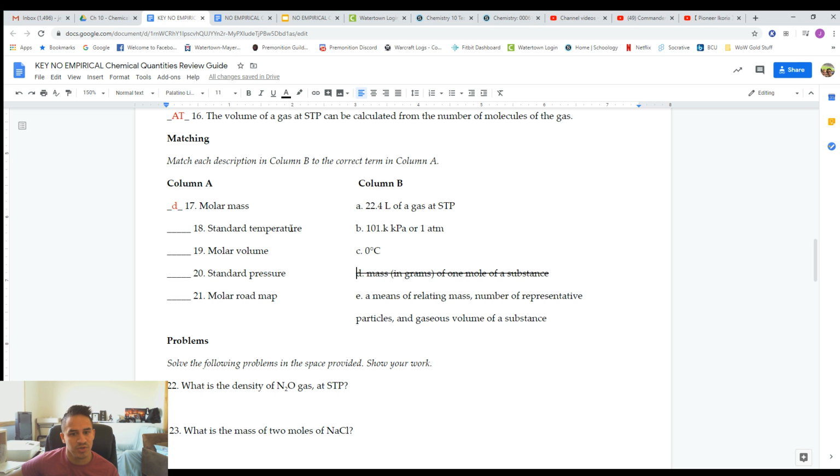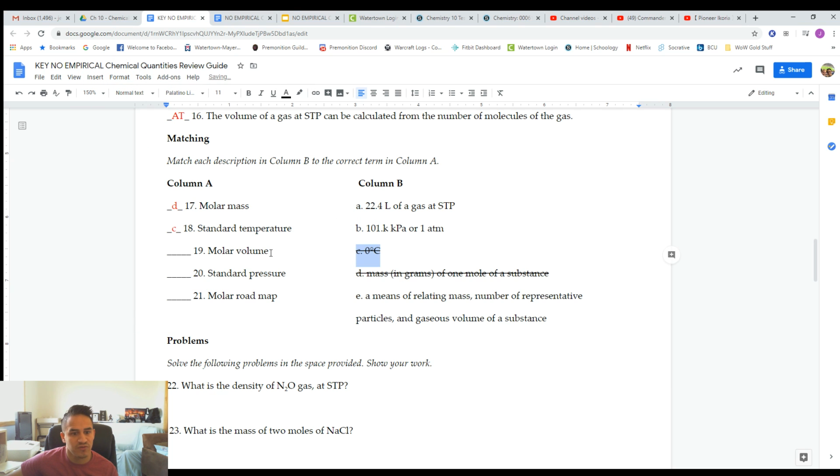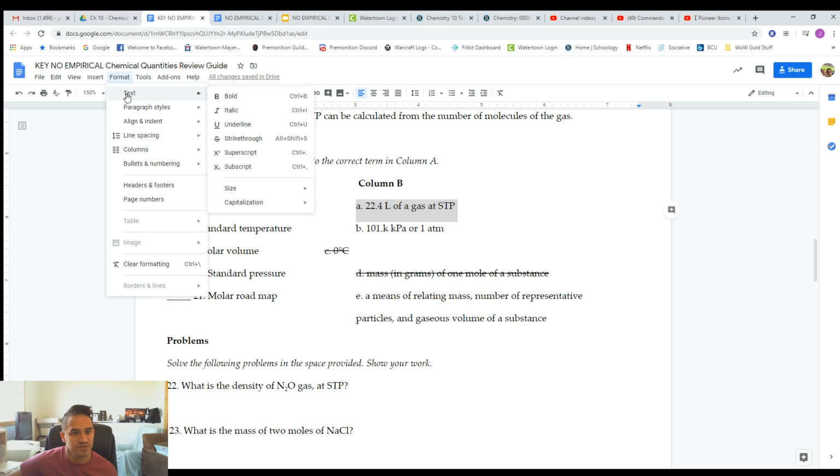Number 18, standard temperature. So standard temperature, remember, is 0 degrees Celsius. So standard temperature and pressure is 0 degrees Celsius and 1 atmosphere of pressure. But standard temperature just in general is going to be C, which is 0 degrees Celsius. Molar volume. Molar volume is 22.4 liters of any gas at standard temperature and pressure. So this is going to be A. Okay, so let's add that one in there. Let's cross this off.